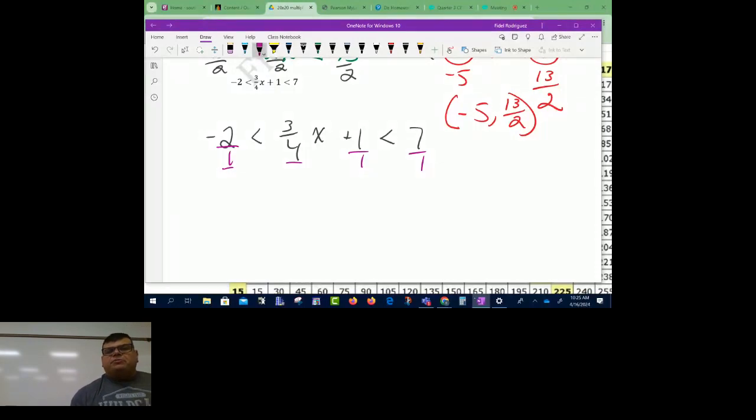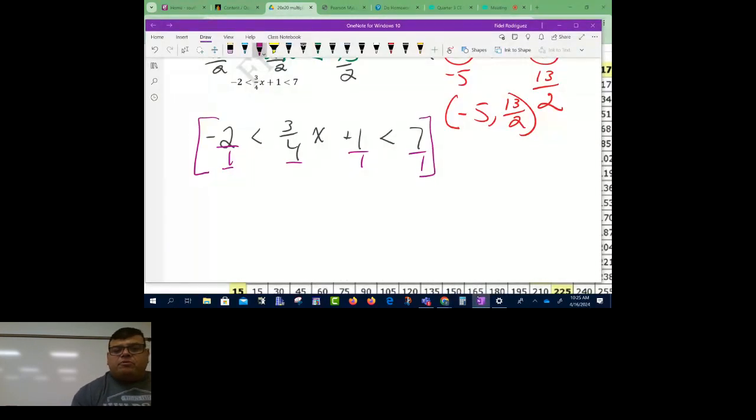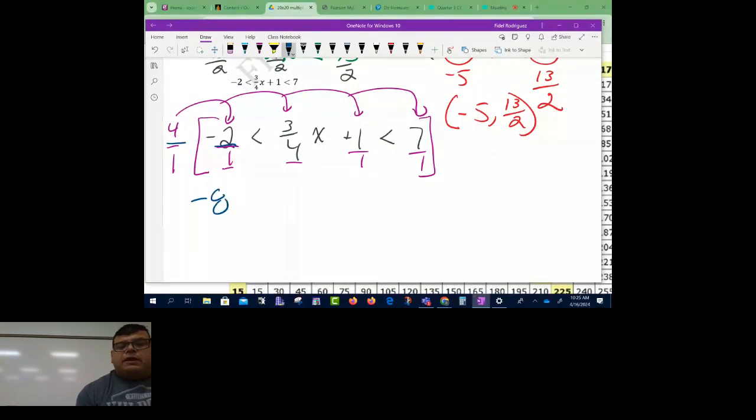So y'all, if I come back to my multiplication table, here's the number 1, here's the number 4. The first number they both have in common is that 4, right? So look, we're going to put brackets here and brackets here, and we're going to multiply everything by 4 over 1. 1, 2, 3, and 4. Okay. So I'm going to say 4 times -2, -8. Less than 4 times 3, 12 with an x. Plus 4 times 1, 4. Less than 4 times 7, let's go 28. Okay.